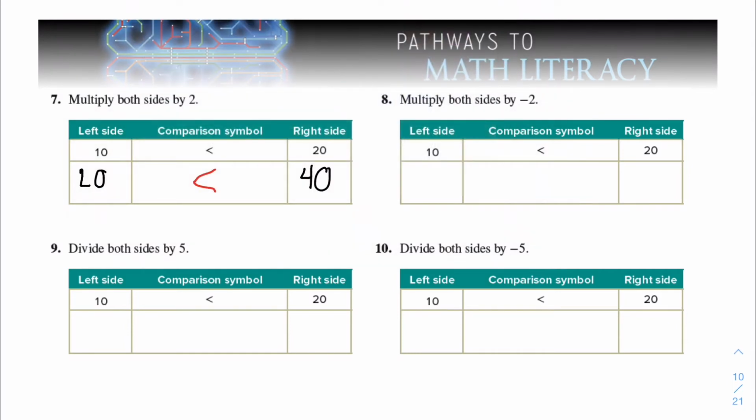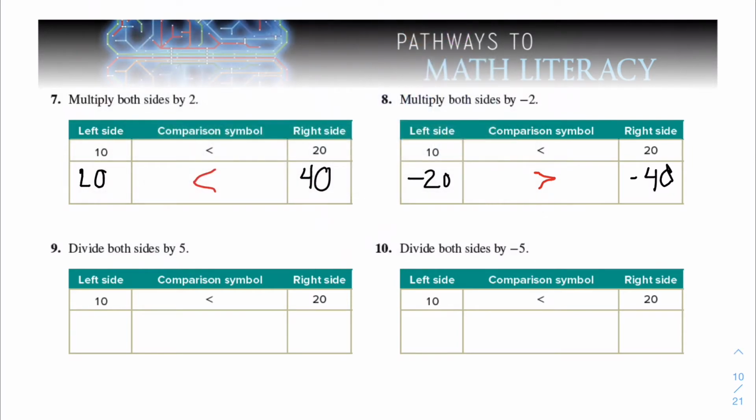Now if we multiply both sides by -2, 10 times -2 is -20. 20 times -2 is -40. So we've got a problem here. This -20 is actually closer to 0 than -40 is. So this is the bigger quantity. So our inequality symbol is going to actually have to flip. It wants this larger amount. Okay?